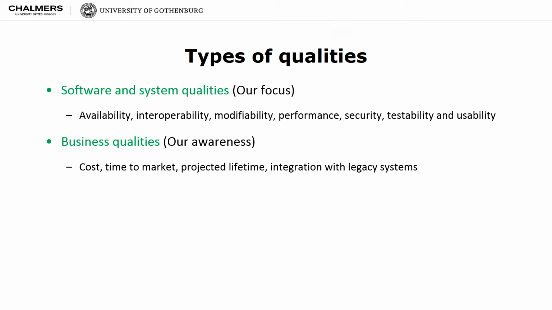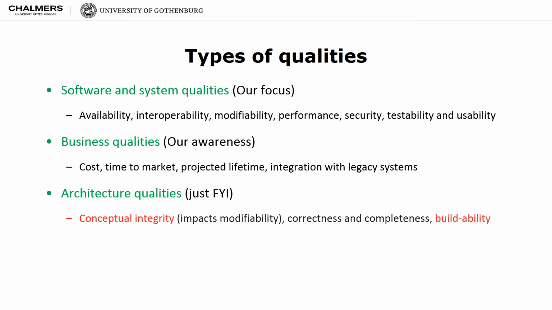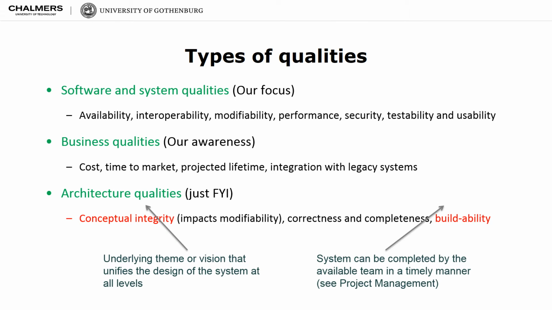There are other qualities that are about the architecture itself. Such qualities are, for instance, conceptual integrity and buildability. For instance, conceptual integrity refers to the underlying vision that the architect has injected in the design, for instance, by selecting similar solutions to similar problems throughout the entire architectural design. These are important, but they will have less focus in this course, and they are mentioned now for your information.